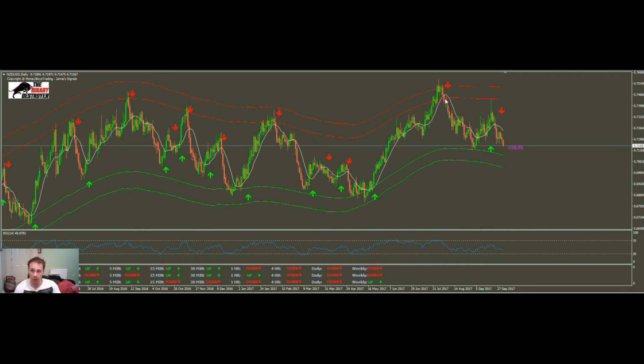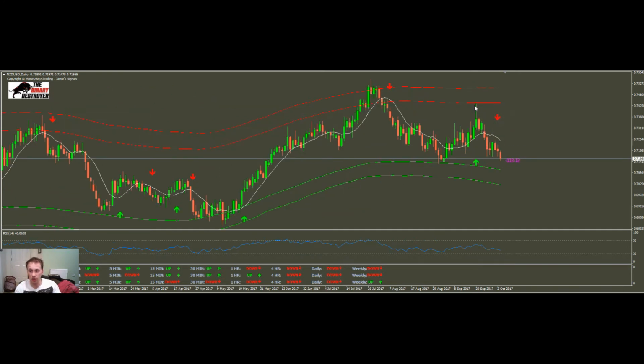On the daily, we can see we are starting to go down. Can you see how the price was in here, came down, then came back up, rejected straight off that sell zone there, and then just dropped? So from the overall trend we can see we are going down.